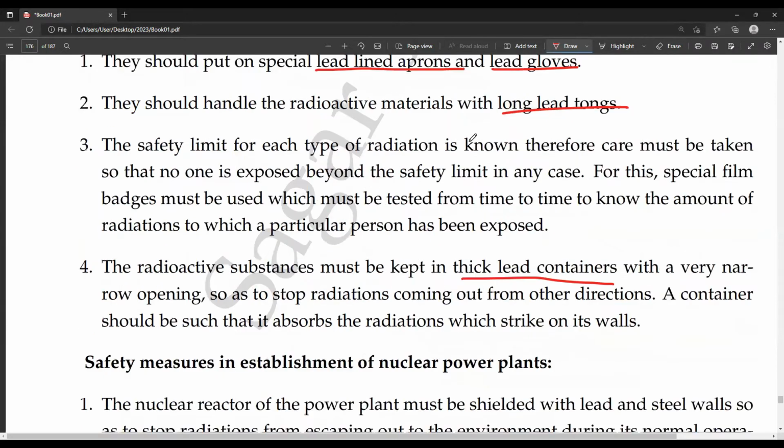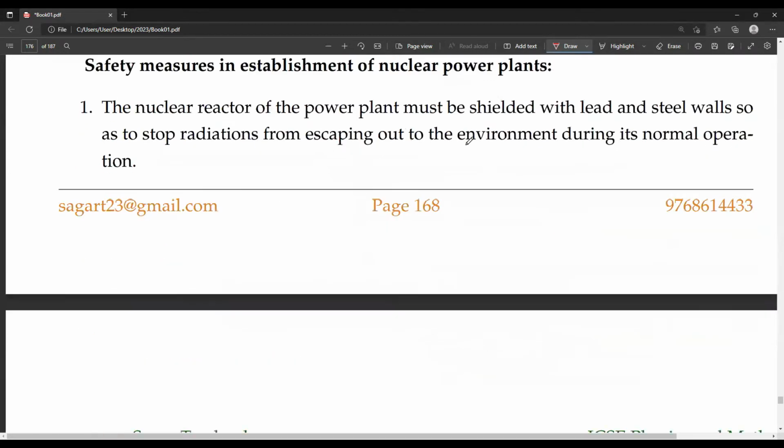But the other kind of safety precaution is in establishing a nuclear power plant. Okay, the walls of the plant must be shielded with lead and steel. So the concrete walls are like 2 to 3 meters thick, plus there is lead and steel reinforcement, so that from the nuclear station, which is generally on the outskirts of the city, there is no escape of radiation.